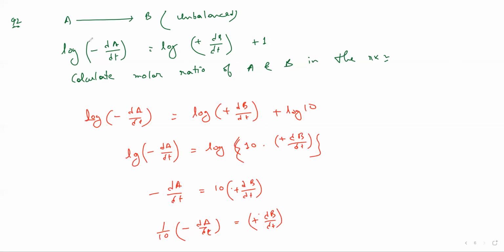Okay, now what should be the ratio? 10a changes to b, so a is to b ratio is 10 is to 1. Is it clear? Okay, any doubt regarding this one? Next question, try to solve it.